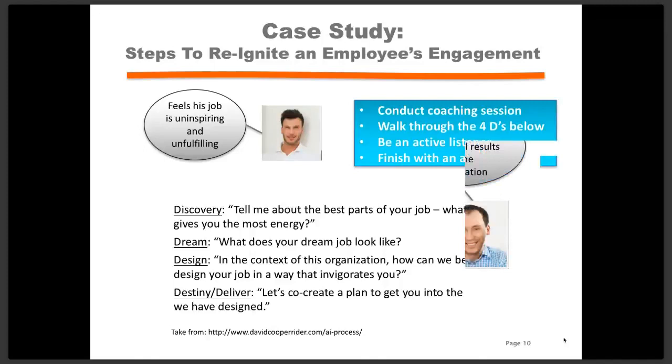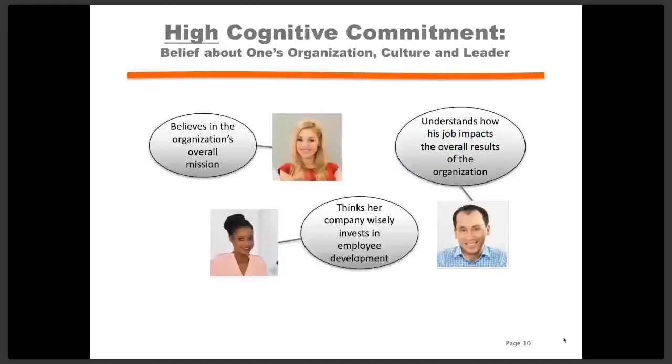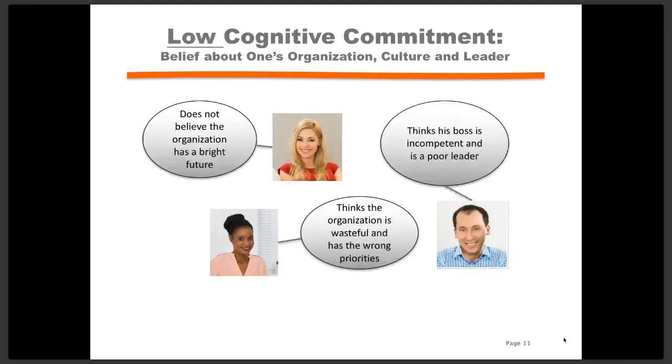So, moving back to commitment and the definitions, we talked about cognitive commitment, how one thinks about their organization, the culture, or the leader. And these are some examples of having high cognitive commitment. One employee believes in the organization's mission. One understands how their job impacts the overall results, and another thinks that her company wisely invests in employee development. So they just think that the organization makes good decisions. They're able to think positively about the organization that they're in.